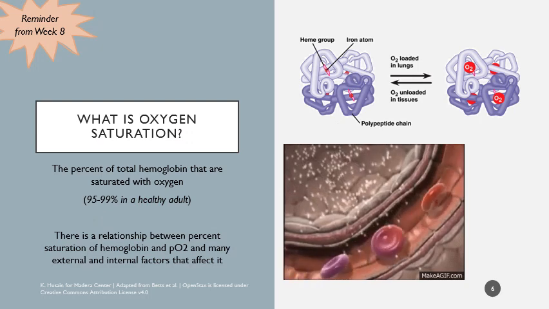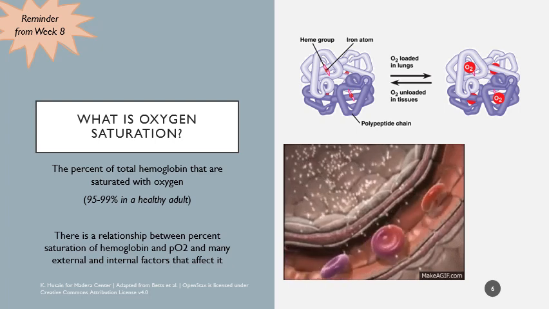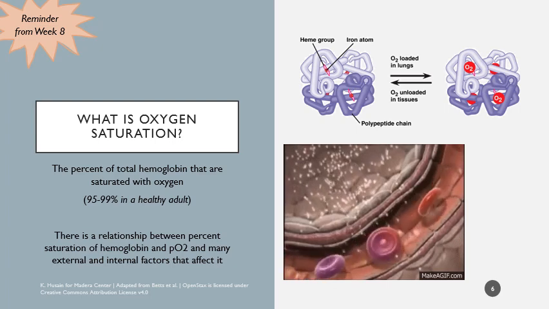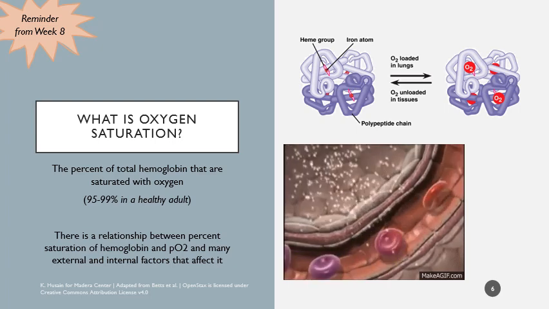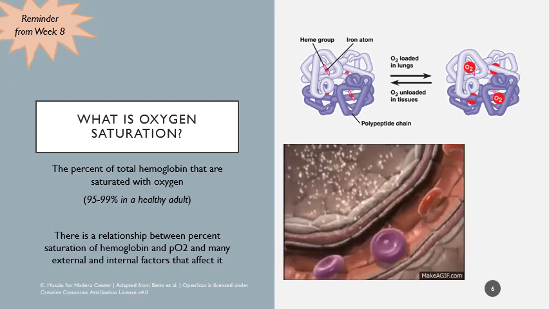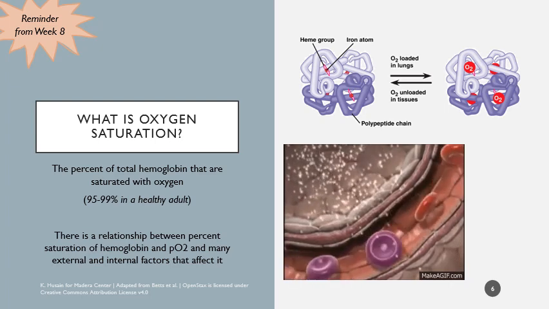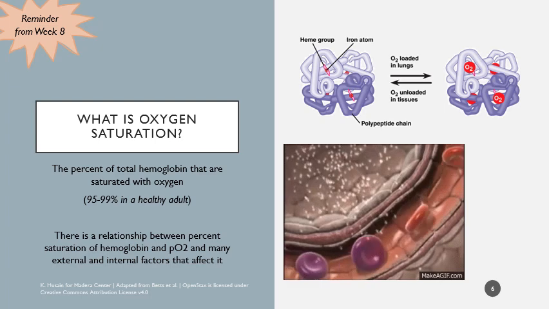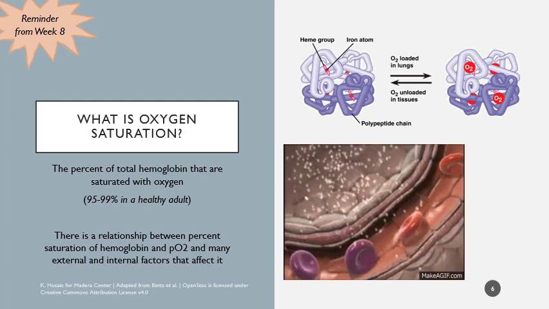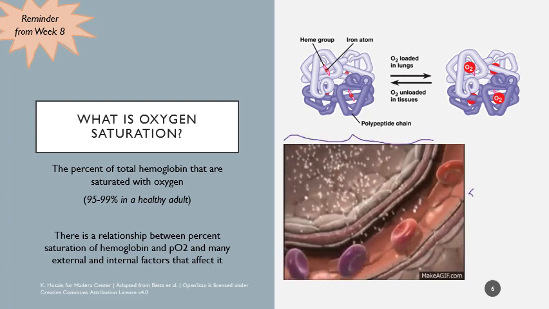So that idea of oxygen saturation, again, is the percent of total hemoglobin that is saturated with oxygen. For a healthy adult, on average, it's anywhere from 95 to 99 or 100%. In a previous lecture, I talked about how we actually go about measuring this, but you should know that there's a relationship between that percent saturation of hemoglobin and the partial pressure of oxygen. We see that in this diagram over here. So right here, this is the alveolus. This is a pulmonary capillary.